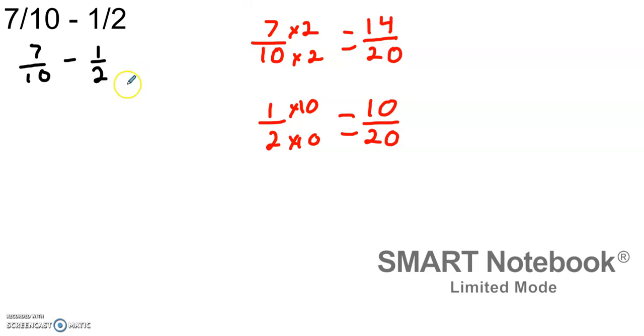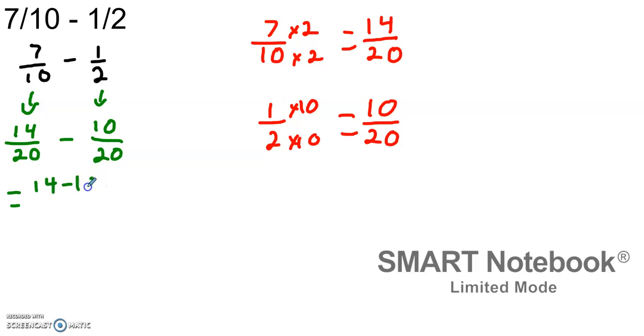Now that I have my equivalent fractions, I'm going to rewrite it. So my equivalent fraction of 7/10 is 14/20. So I'm going to write 14/20. Subtract, and my equivalent fraction to 1/2 is 10 over 20, or 10/20. So I'm going to copy that down, 10 over 20. I noticed that my denominators are completely the same. So now I could turn around and I can actually subtract them. So I could do 14 minus 10 over 20.